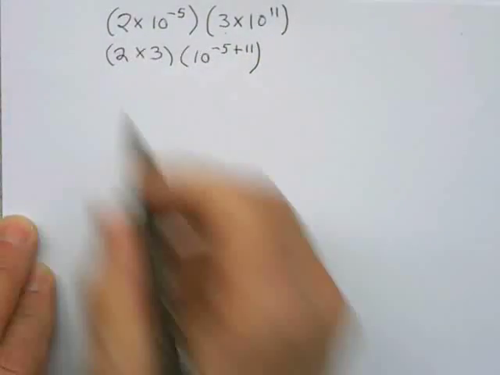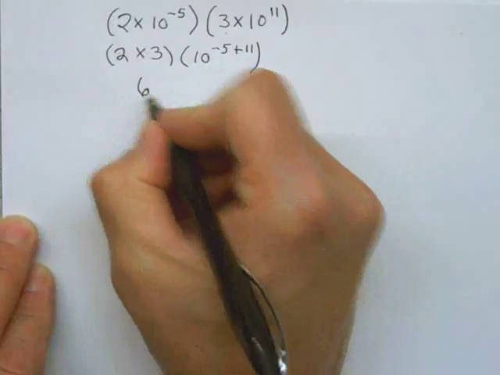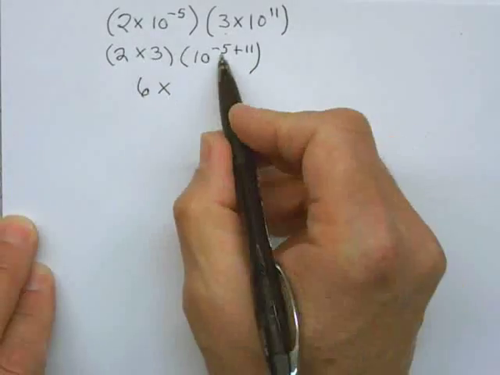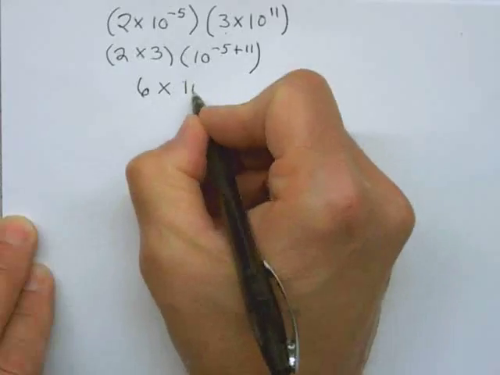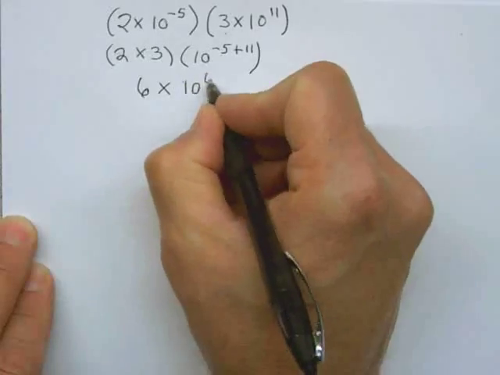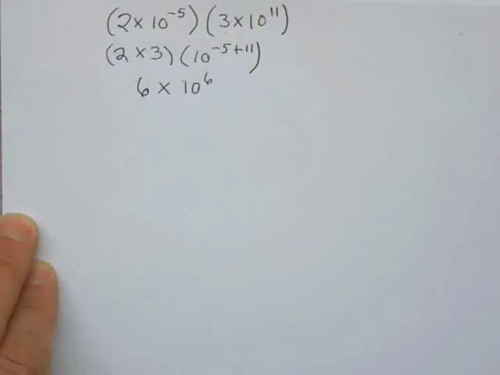And 2 multiplied by 3, of course, is 6. And negative 5 plus 11 would, of course, be 6. So this would be the same as 10 to the positive 6th. And that would be my answer.